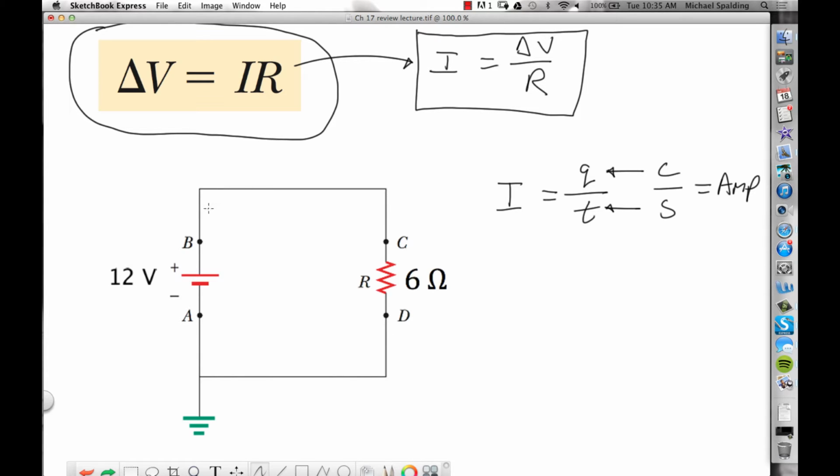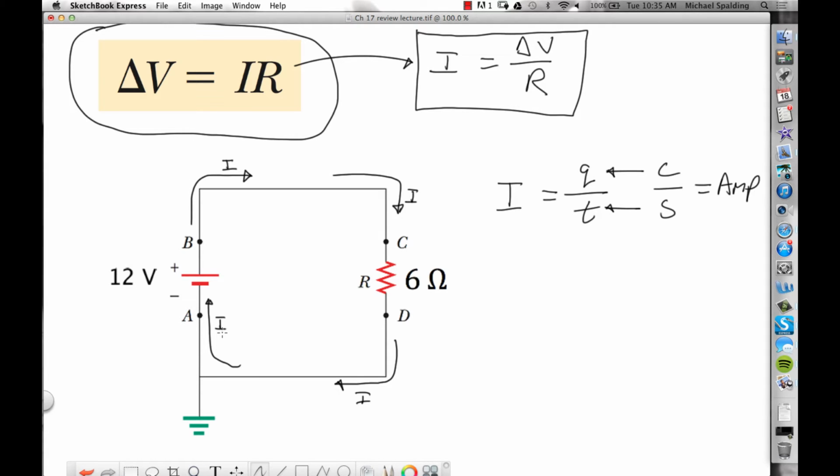So if you imagine you could climb inside this wire and look at a little positive charge, which way would that little positive charge want to go? Towards the positive terminal or away from the positive terminal? Away. So you figure out the direction of current. In this diagram here, the current is going to be going around the circuit like this, clockwise, and then back into the battery, like that.